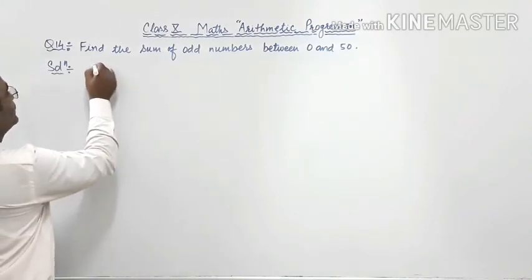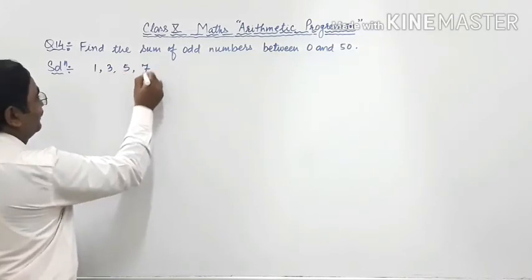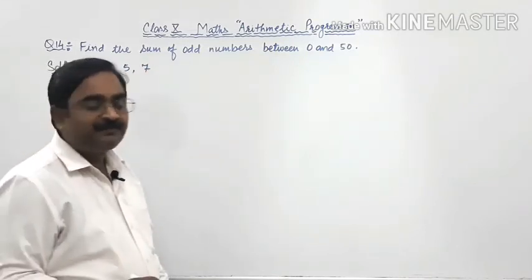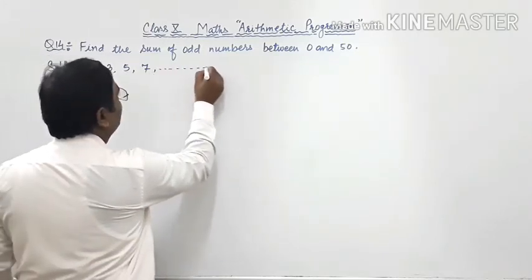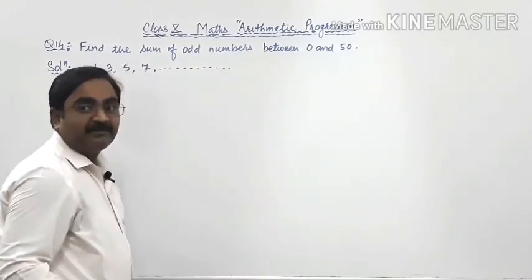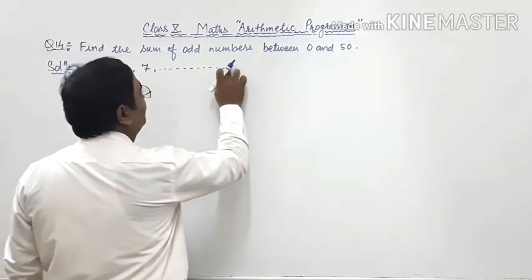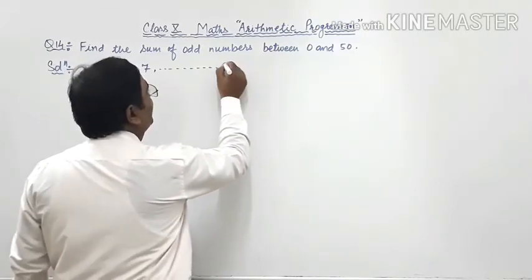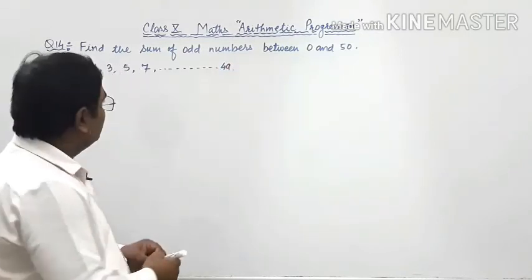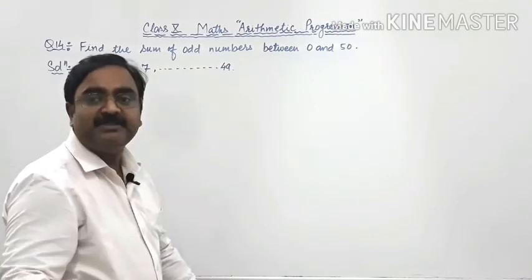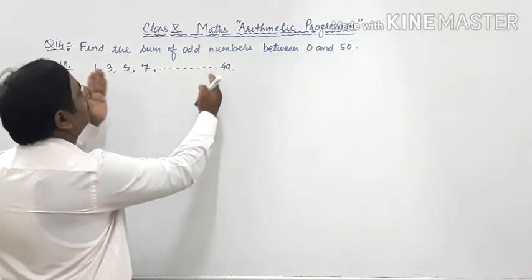The given odd numbers between 0 and 50 are 1, 3, 5, 7. Right, these are odd numbers, children? Okay, these are odd numbers. And what will be the last odd number? That is 50? 50 is not an odd number. 50 is even. So we have to take the previous number, that is 49. So these are the odd numbers that lie between 0 and 50.